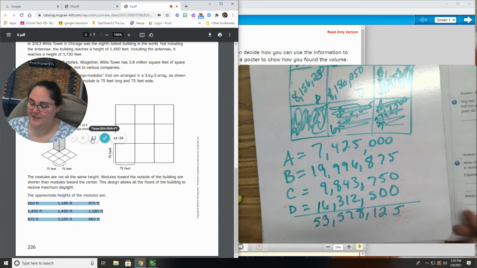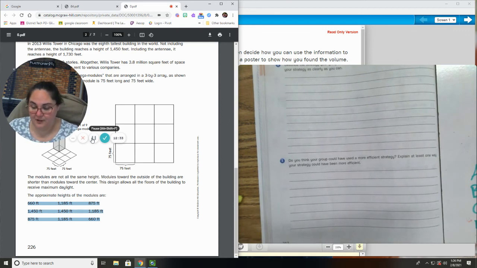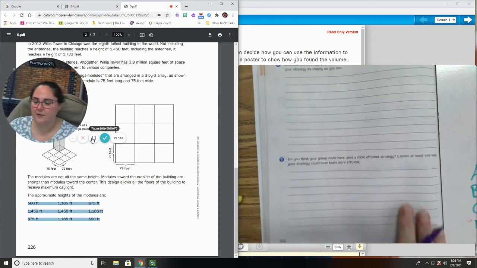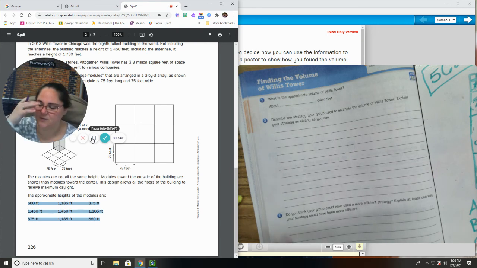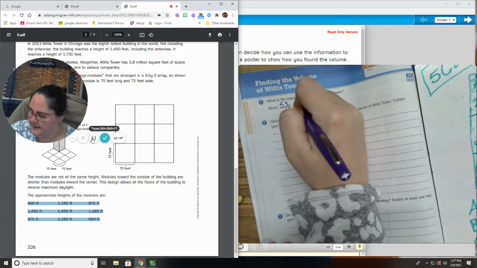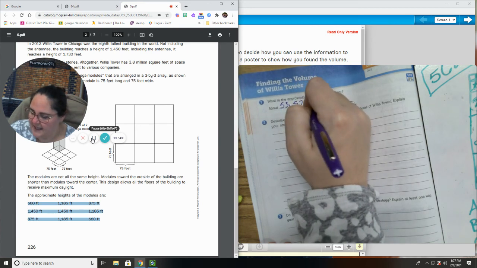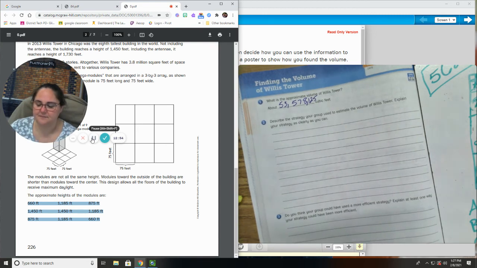All right, so what you're going to do is you're now going to take this number right here and write it at the top. So our volume, the approximate volume, now remember it's approximate because it's close. I'm not measuring it to the 1/4 of an inch, right? We're measuring it to the nearest foot. So that's why it's approximate. It's approximately 53,578,125 cubic feet.